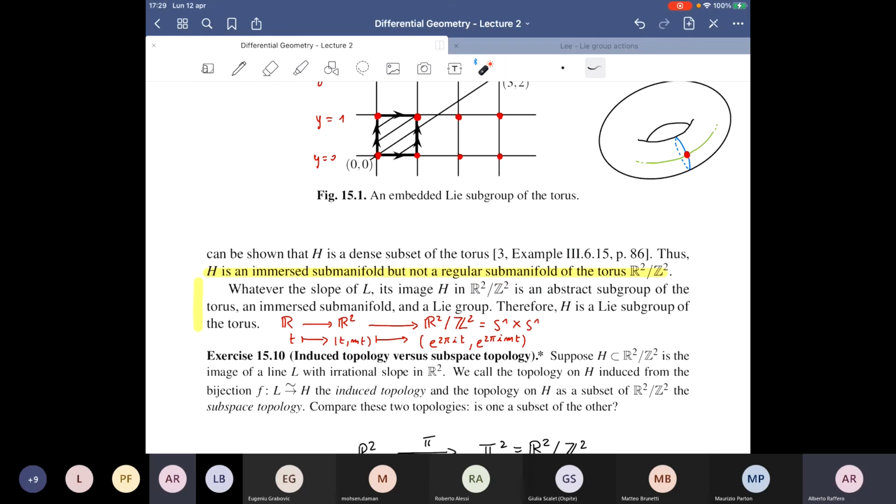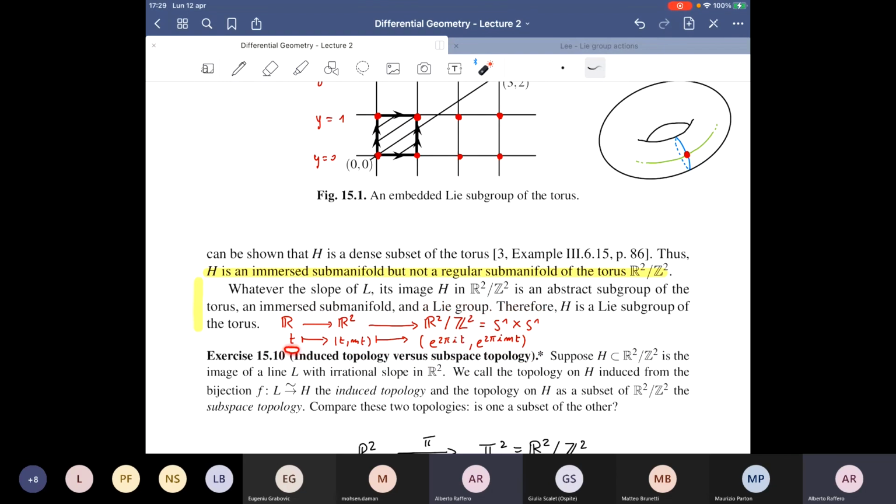And in any case, what you get is that the image H of this line inside the torus is an abstract subgroup of the torus. It is an immersed submanifold, and it is a Lie group. And so it is an example of a Lie subgroup of the torus. And again, if you want, you can think of the immersion as this map here, if you prefer the representation of the torus as a product of two circles.